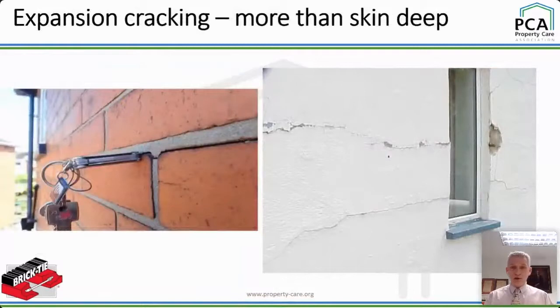Sticking with cracking for a while, obviously it applies to rendered houses. It destroys the render because once you've got all these horizontal cracks, it will start to debond. So it's been a boom time for specialist renderers and external finishers. On the left side, I'm just demonstrating to you, it's a fine crack. It's only about 1.5 mil, 2 mil. You can stick a penknife in, it goes right into the cavity.